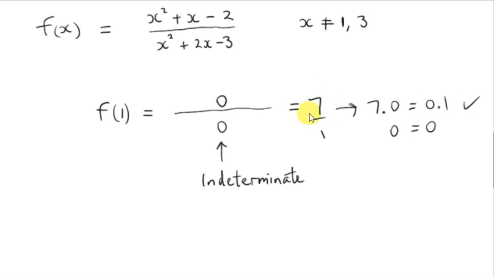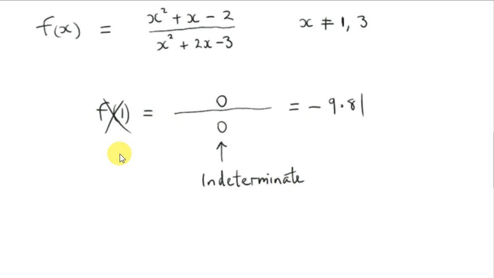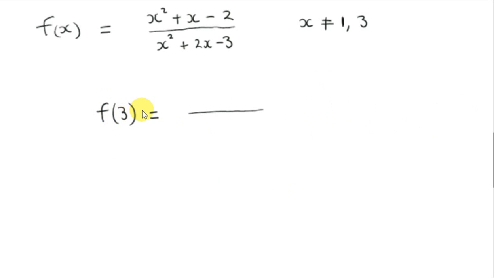But of course I could have chosen any number here. I could have chosen 0.78 or 0.71 or anything at all, and this would also be true. I could set 0 over 0 to be minus 9.81 and it will still work out. So we cannot have x equal to 1 because the value that we get is indeterminate. What happens if we try to get the value of the function at 3?